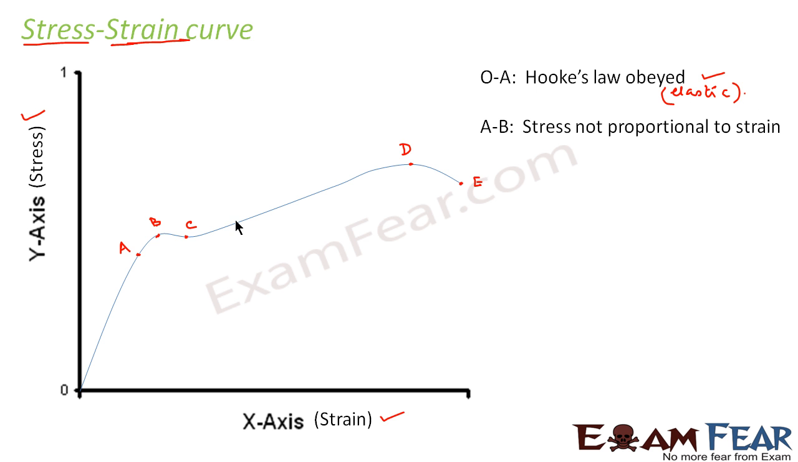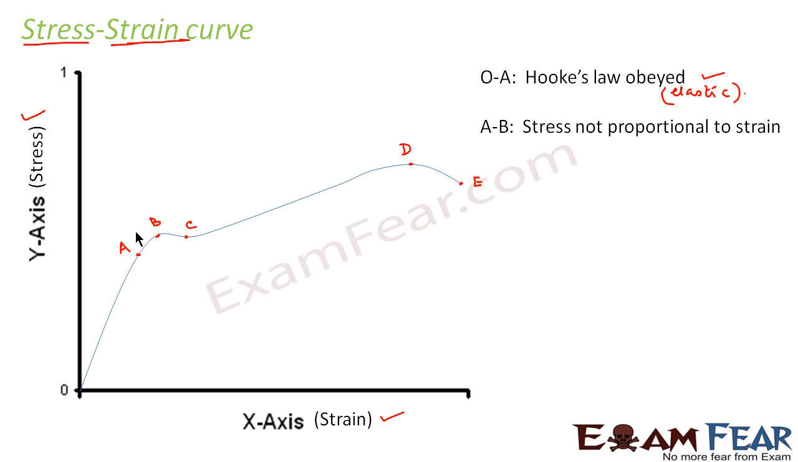So what about A to B? If you see A to B, stress is not proportional to strain. In the earlier case, stress was directly proportional to strain: as stress increases, strain also increases equally. But here it is not like that. It is a non-uniform curve. That means the way stress increases is not dependent on how strain is increasing, so it is not directly proportional. However, the body still comes back to its original form when the force is removed. That means the body is not perfectly elastic here, but still it exhibits elastic properties.